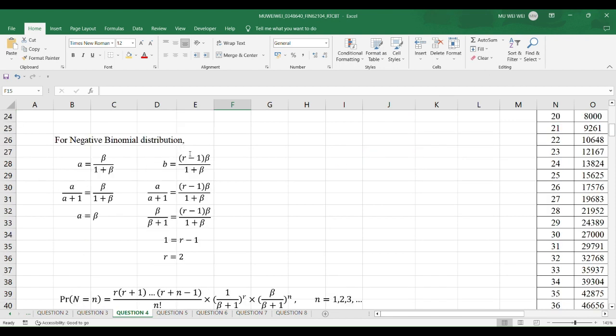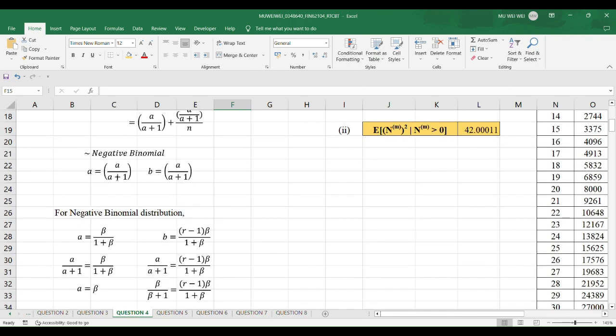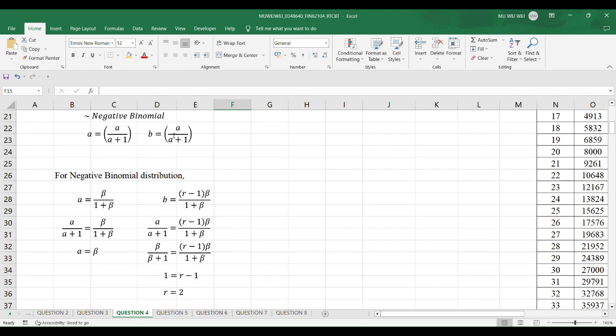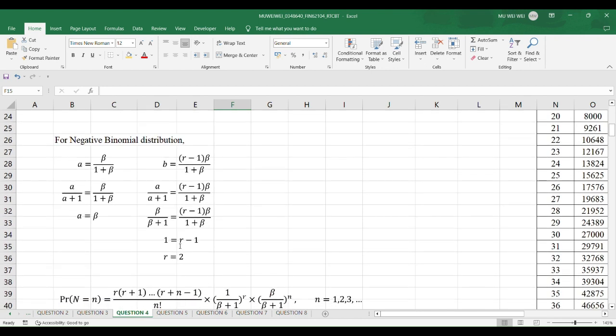For the negative binomial distribution in the (a, b, 0) class, a equals beta over 1 plus beta. So by substituting the a from this part in here, we get a over a plus 1 equals beta over 1 plus beta, which means a equals beta. And for the (a, b, 0) class, b equals (r minus 1) times beta over 1 plus beta. So substituting b from here, we get a over a plus 1 equals (r minus 1) times beta over 1 plus beta. So here we get r equals 2.